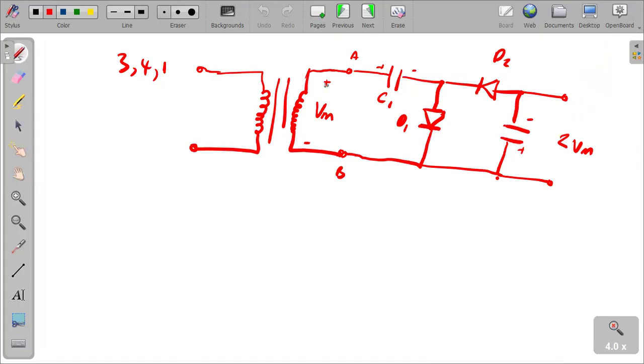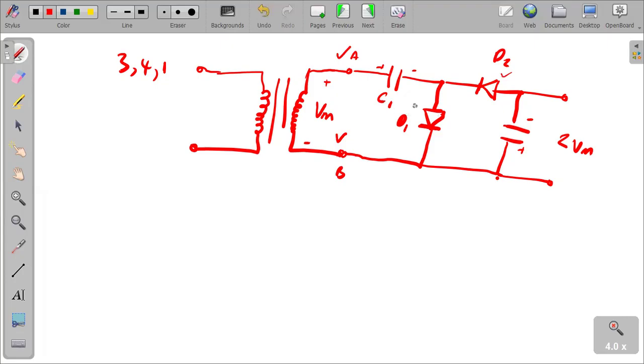During the positive half cycle, when A is positive with respect to B, diode D1 is forward biased, and diode D2 is reverse biased. So we see them, they have been labeled there. Therefore, it conducts diode D1, charging capacitor C1 to peak voltage Vm. That's the first point.